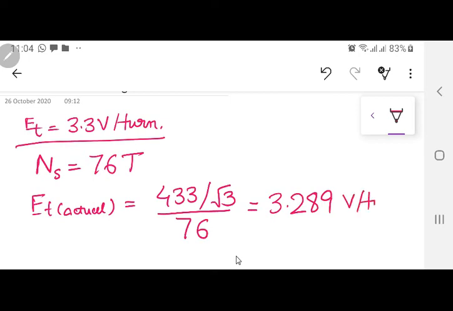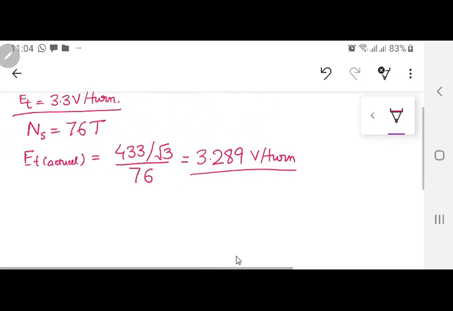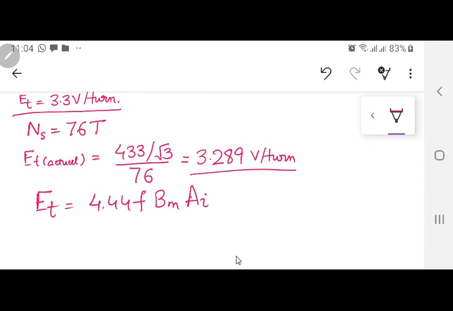3.289 volts per turn. Okay, now when you found out 3.289 volts per turn, the next thing first, you know ET is equal to 4.44 F into BM into AI. Okay, you already know this formula.